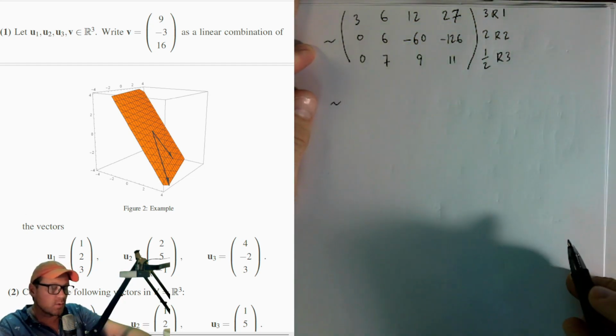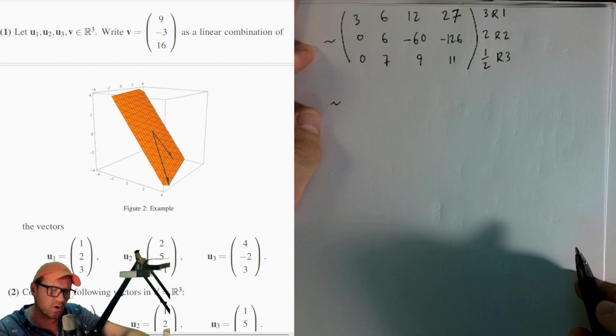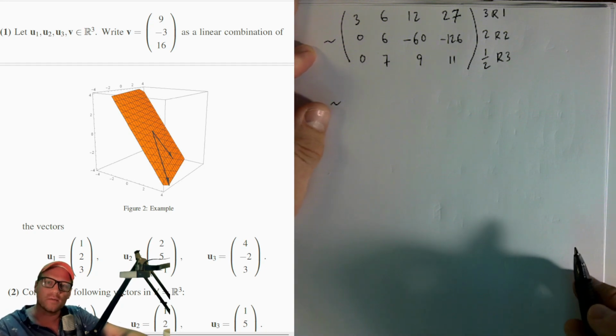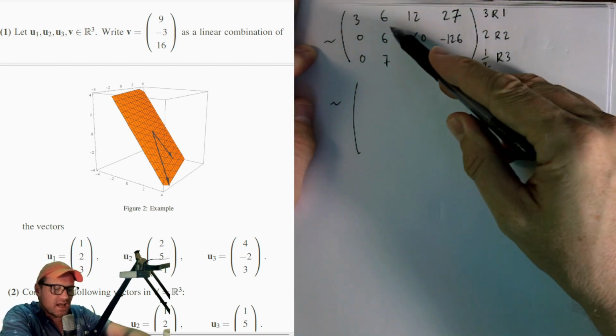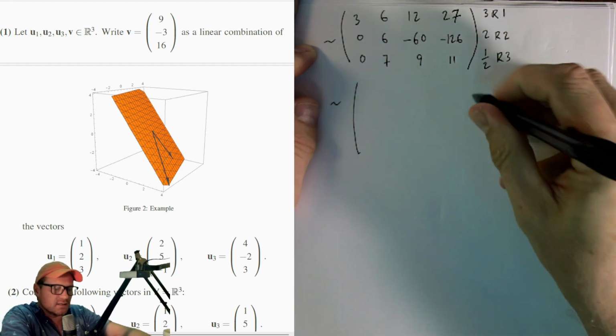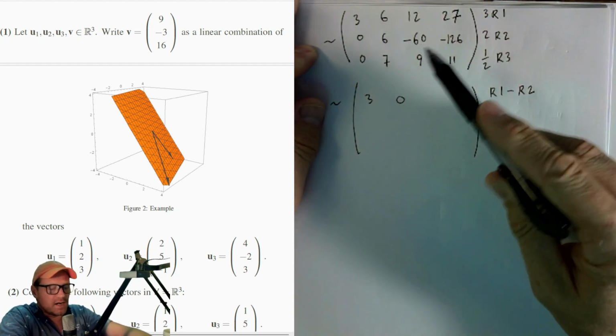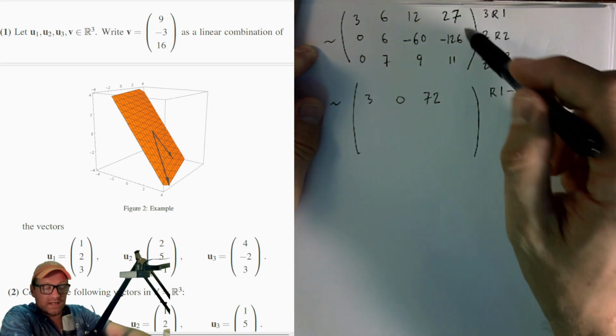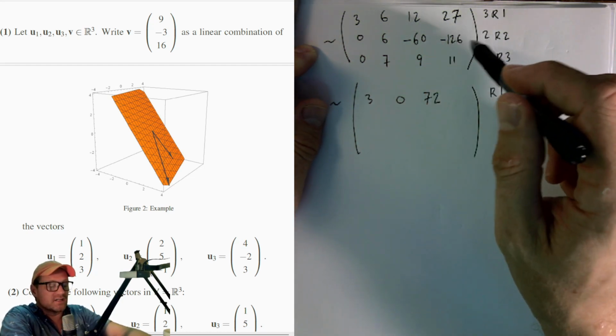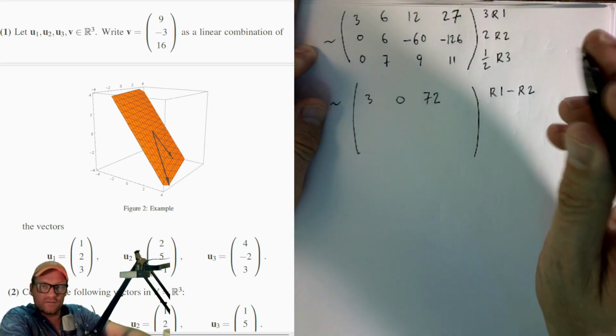And so next what we want to do is replace row 1 with row 1 minus row 2 so that we can have a 0 where this top 6 is. So then we have 3, 0, 12 minus 60 is 72, 27 minus 126 is 153.